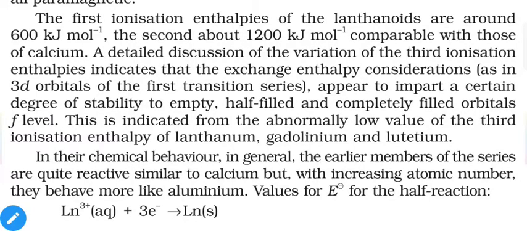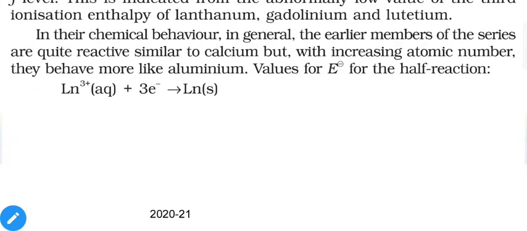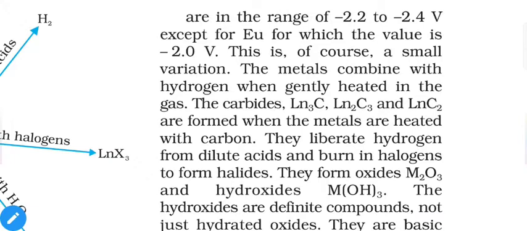In their chemical behavior in general, the earlier members of the series are quite reactive, similar to calcium, but with increasing atomic number they behave more like aluminium. Values of E° for the half reaction Ln3+ + 3e- → Ln(s) are in the range of -2.2 to -2.4 volt except for Eu, for which the value is -2. This is of course a small variation.